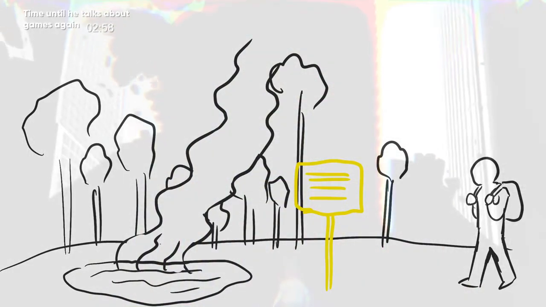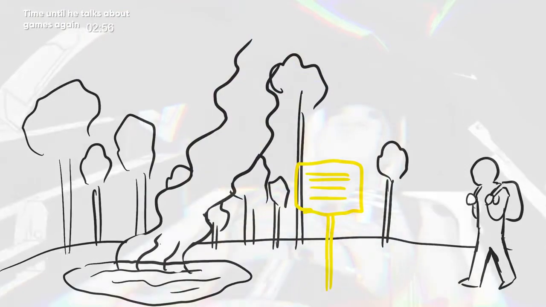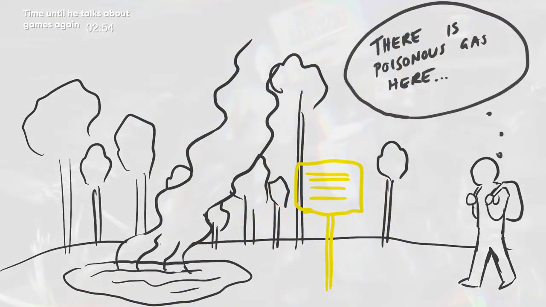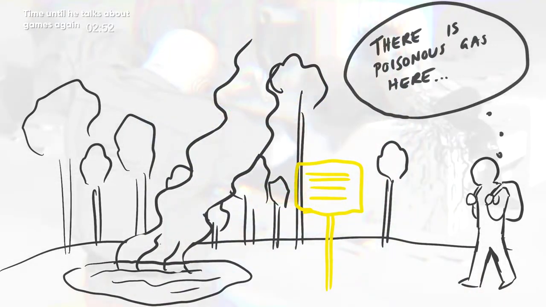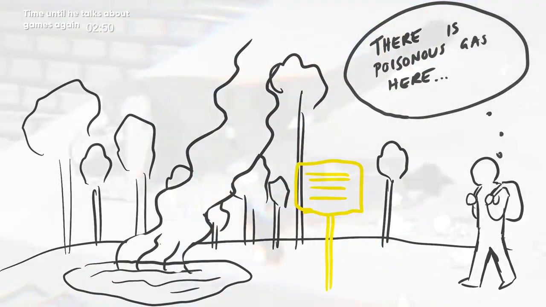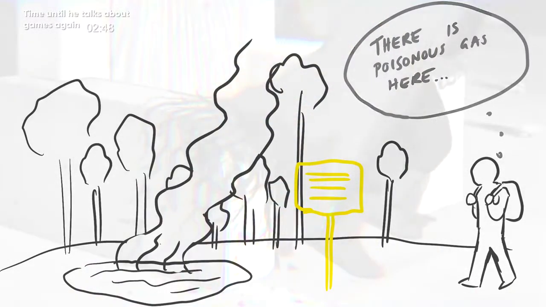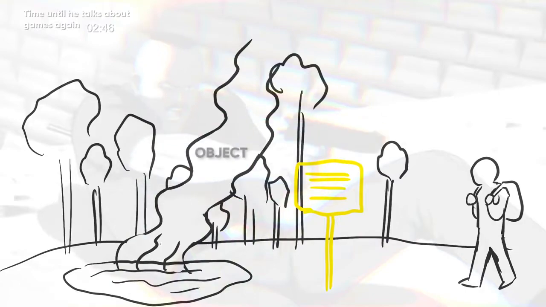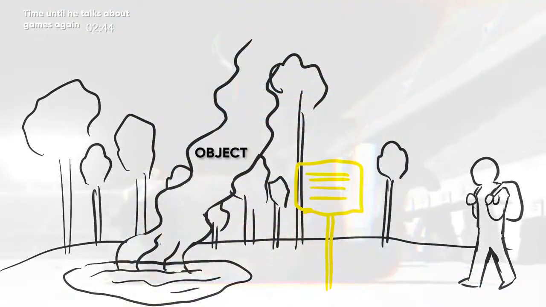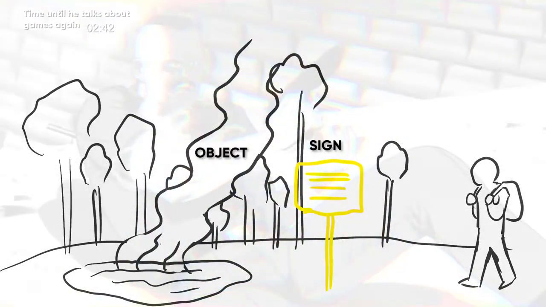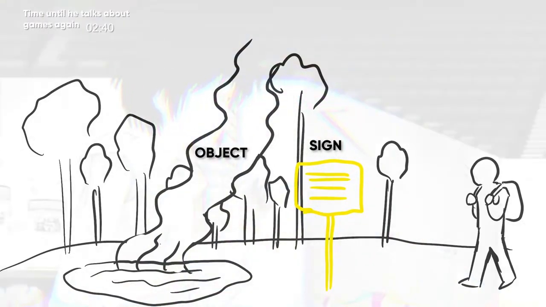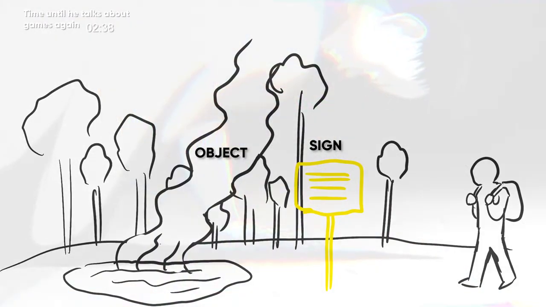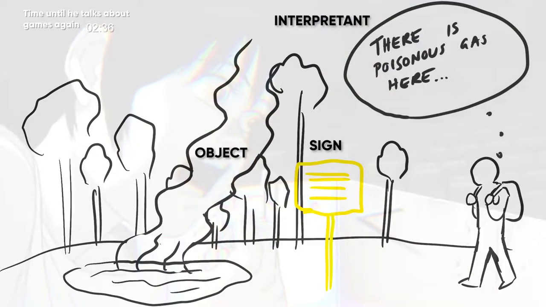The person walks up to the swamp, sees the sign, and they immediately think, "Whoa, there's poisonous gas in here. I don't want to get sick." The way Peirce explains this relationship is like this. The object, in this case the poisonous gas, is the thing which the sign references. So the sign is in reference to this. The next part is the interpretant. That is, not the person, but what the person is thinking once they read the sign.